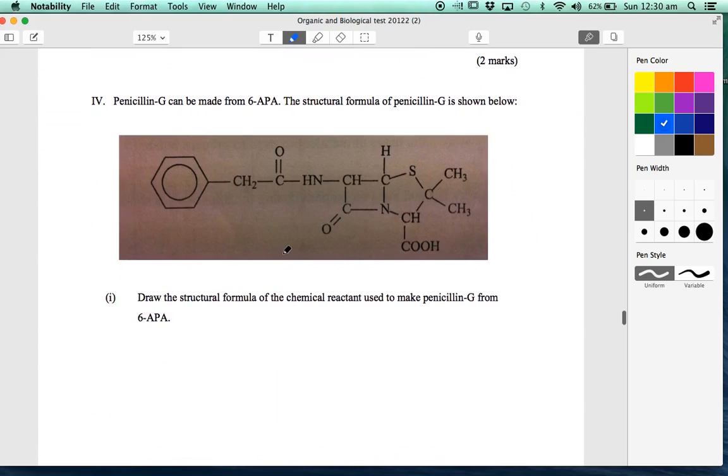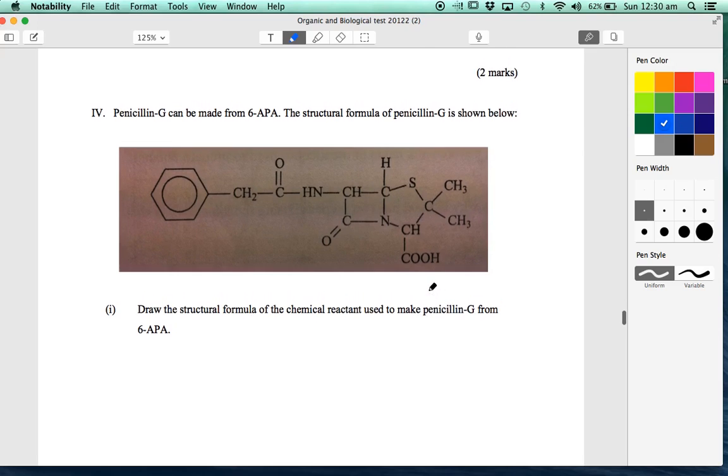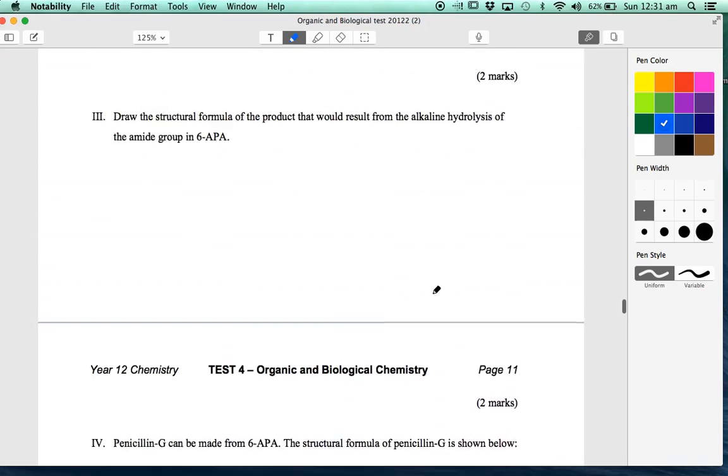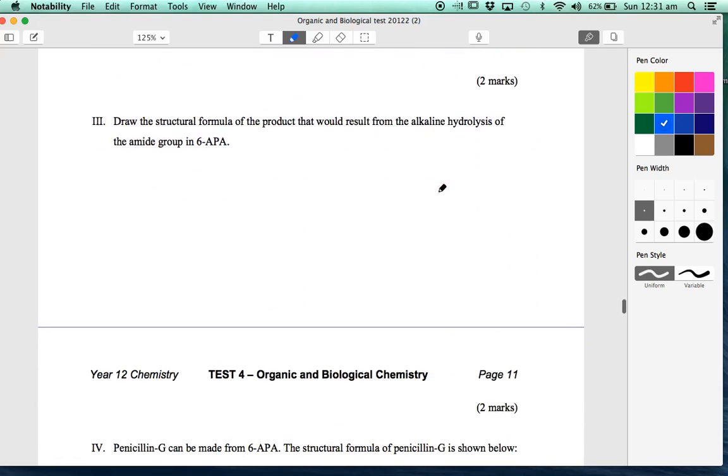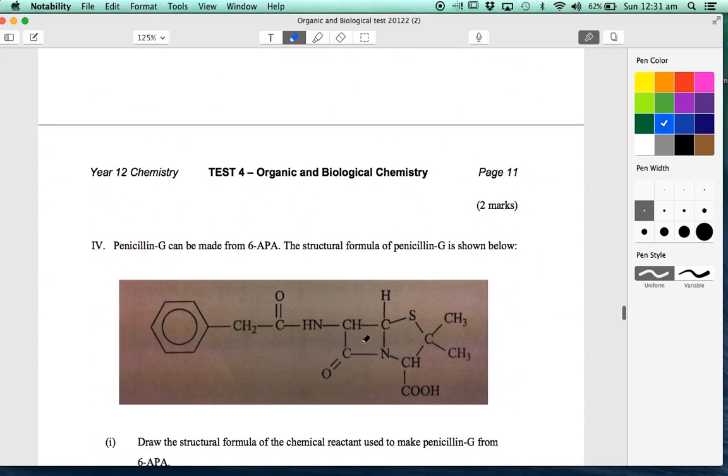All right, penicillin G can be made from 6-APA. The structural form of penicillin G is shown below. It says draw the structural form of the chemical reactant used to form penicillin G from 6-APA. So if we look back up here, it ends at the amine group, and we have the CH3s on this side. If I stop that here, so here's my amide.